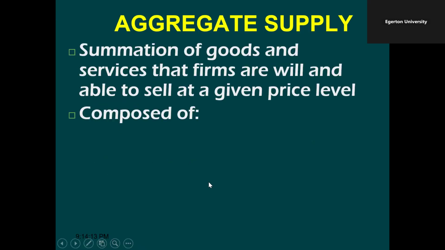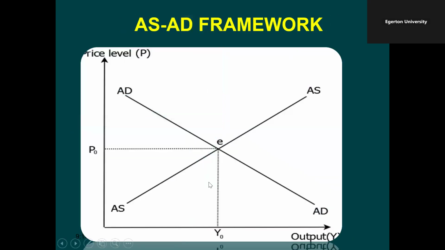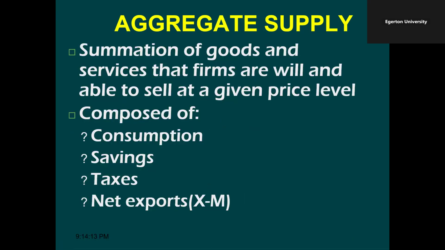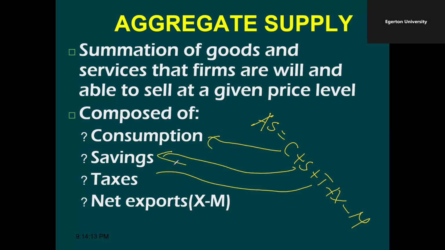When you talk about the aggregate supply, I don't know why I never wrote the equation, but the equation can simply be expressed as C plus S plus T plus X minus M. So C is consumption, S is savings, T is taxes, X is exports, and M is imports. In a way, the supply side of economics is the summation of goods and services firms are willing and able to sell at a given price and for a given period of time.